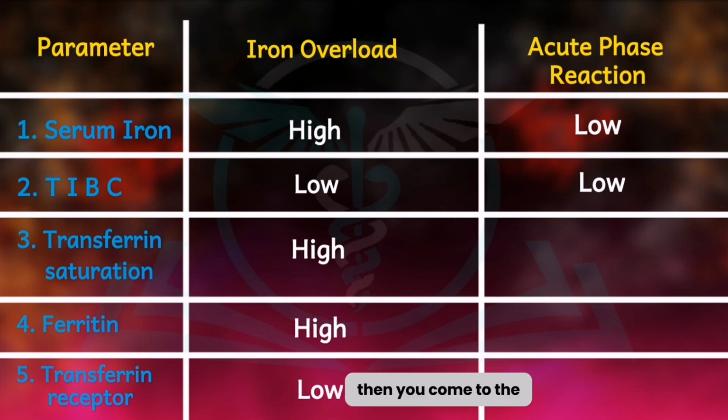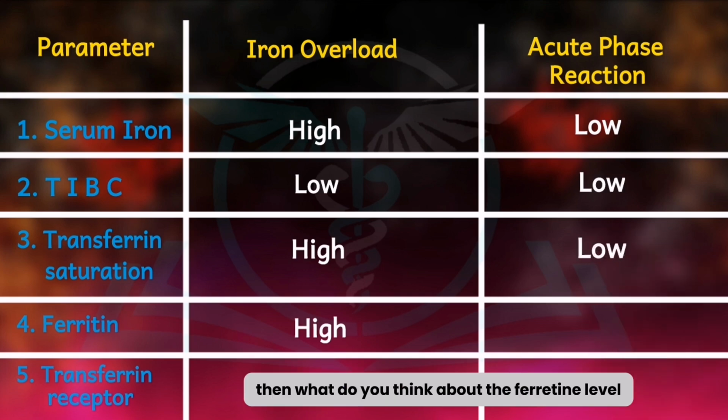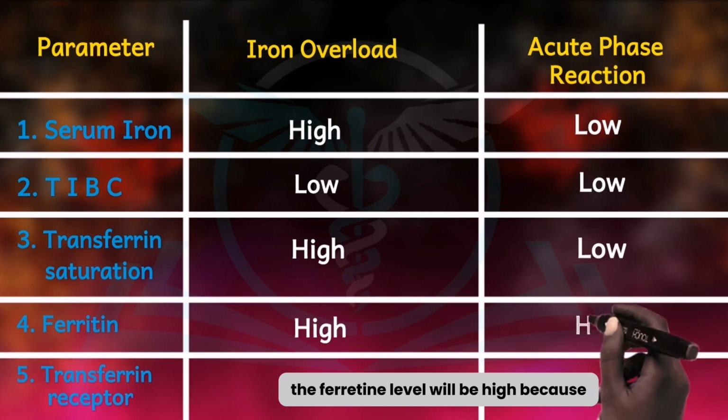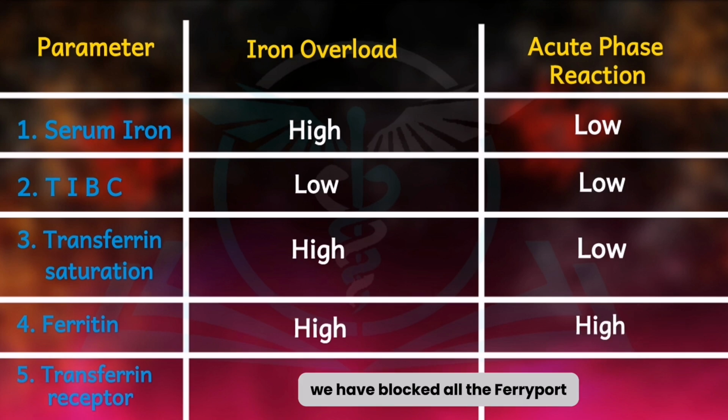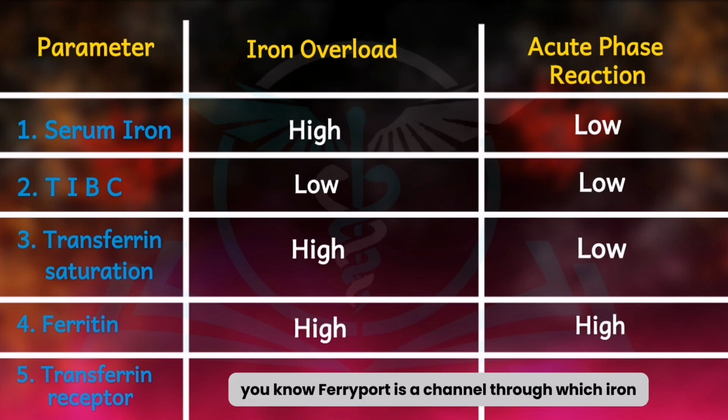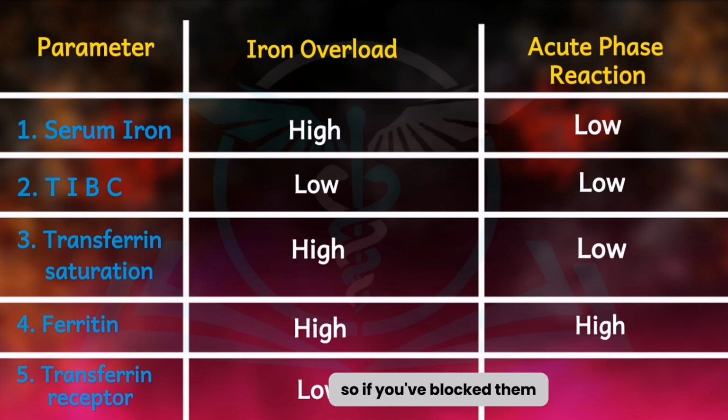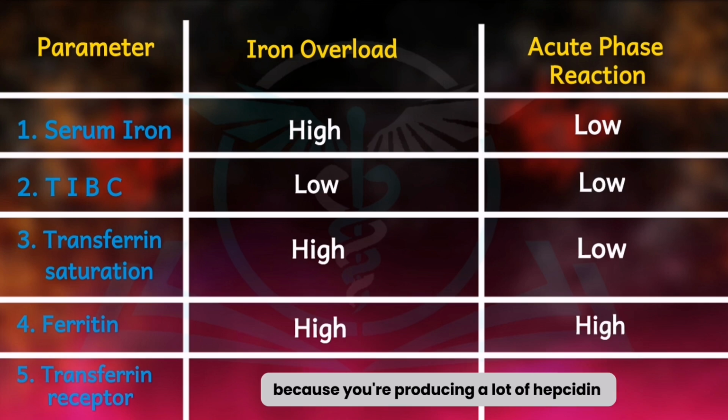Then you come to the transferrin saturation. I mean, think about it. The amount of transferrin even circulating is low. So there is even low transferrin to saturate. So it is naturally low. Then what do you think about the ferritin level? The ferritin level will be high because we have blocked all the ferroportin. Ferroportin is the channel through which iron in cells will come out. So if you blocked them because you are producing a lot of hepcidin, then you'll expect the ferritin levels to be high. Then we have the transferrin receptor.